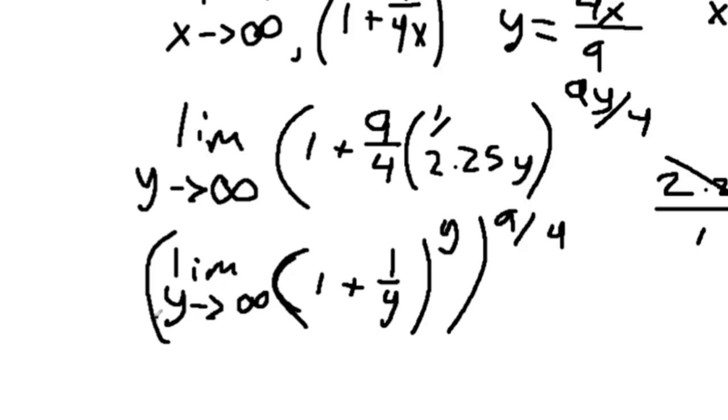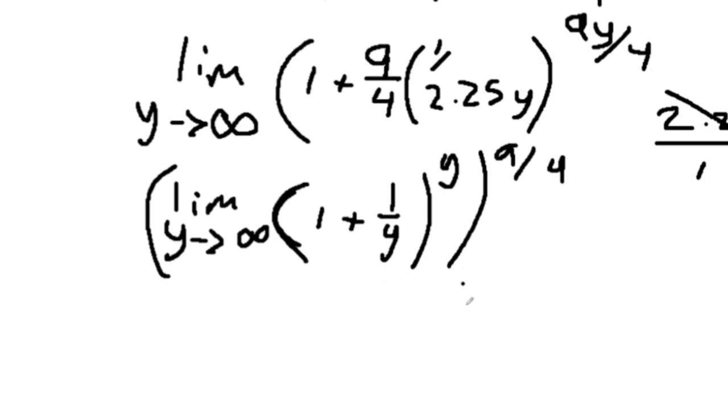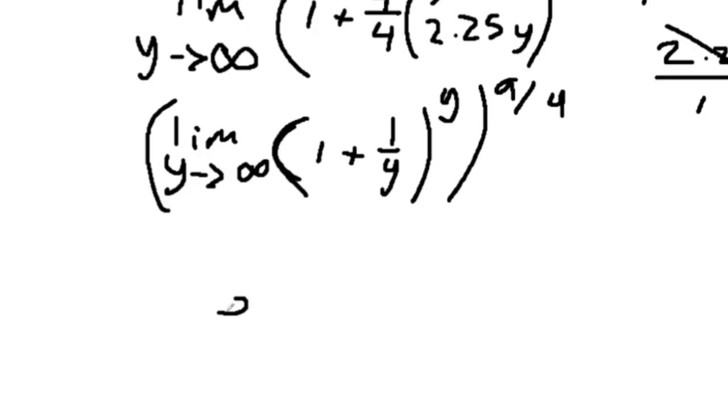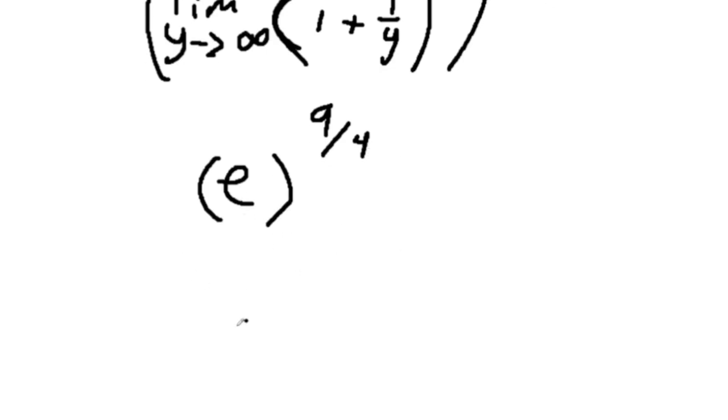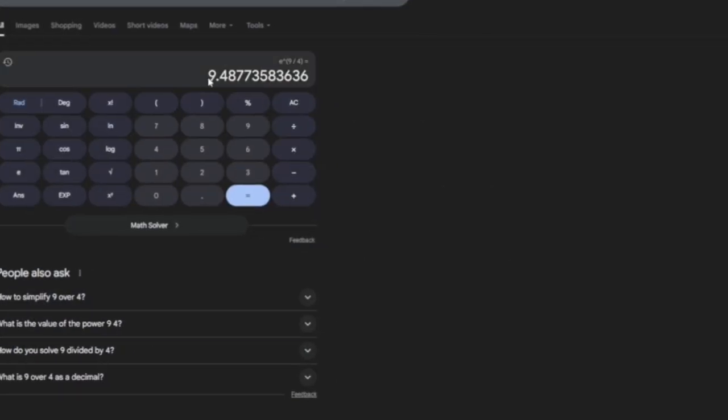Limit y approaches infinity, 1 plus 1 over y to the y, this is equal to e. So e to the 9/4. And if you want to know, this is e to the 9 to the 4th root. That is the most this can be simplified. If you want a decimal evaluation, that comes out to roughly 9.487735836.